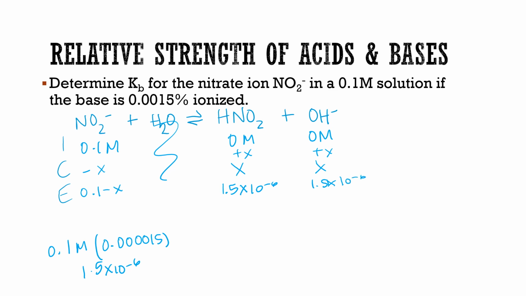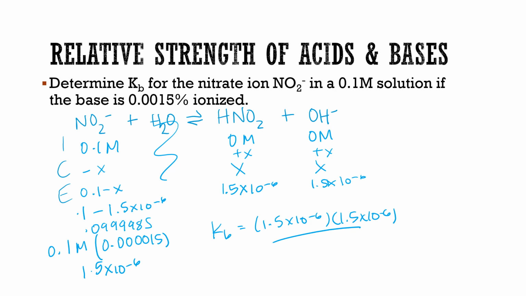Now, technically, I could do 0.1 minus 1.5 times 10 to the negative 6, because I know that that's my x value. But I get 0.099985. So that's going to essentially round to 0.1. So 1.5 times 10 to the negative 6 times 1.5 times 10 to the negative 6 over 0.1. And I get that Kb is 2.25 times 10 to the negative 11.